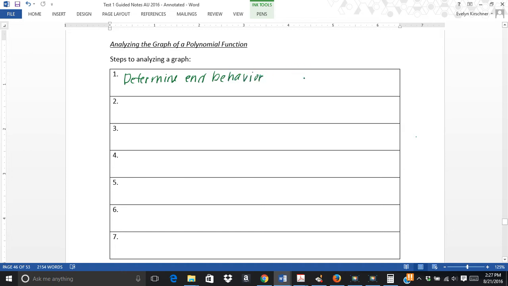And that really is a function of the degree, right? If it's even or odd. If it's even, it's going to look like this or this, and if it's odd, it's going to look like this or like this, depending on if A is positive or negative.